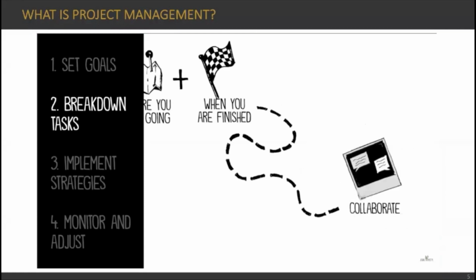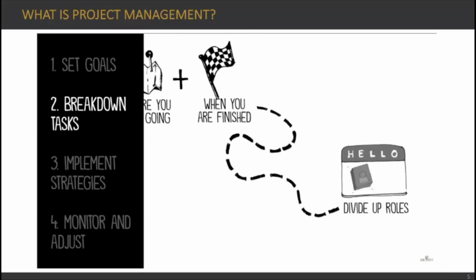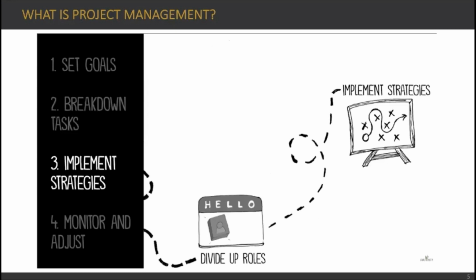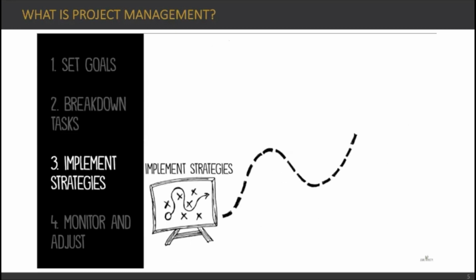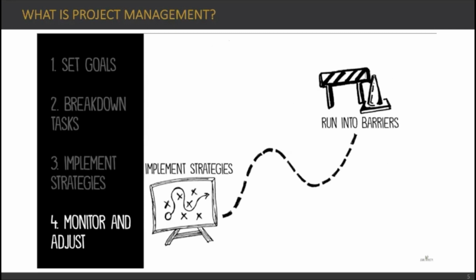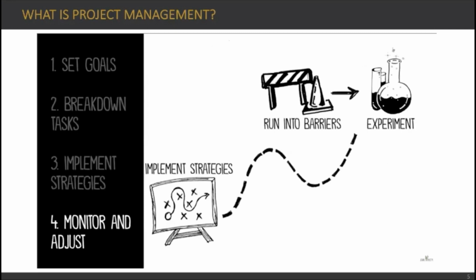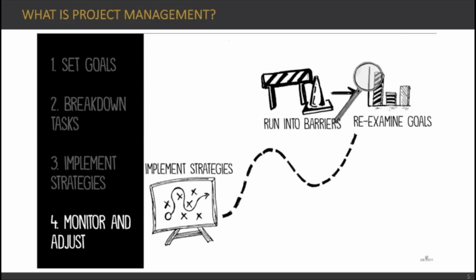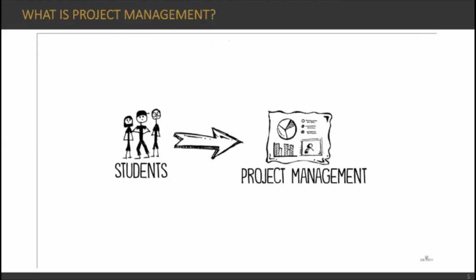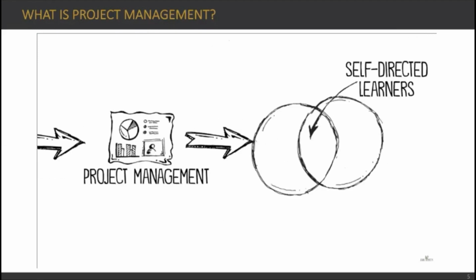And if you're working collaboratively, you often divide up the roles and responsibilities. Next, you choose and implement specific strategies. And as this occurs, you begin to monitor your progress. You'll likely run into barriers which will force you to problem solve and experiment. You might even need to pivot and re-examine your original goals. Now, when students learn the project management process, they grow into self-directed learners capable of being self-starters and self-managers.